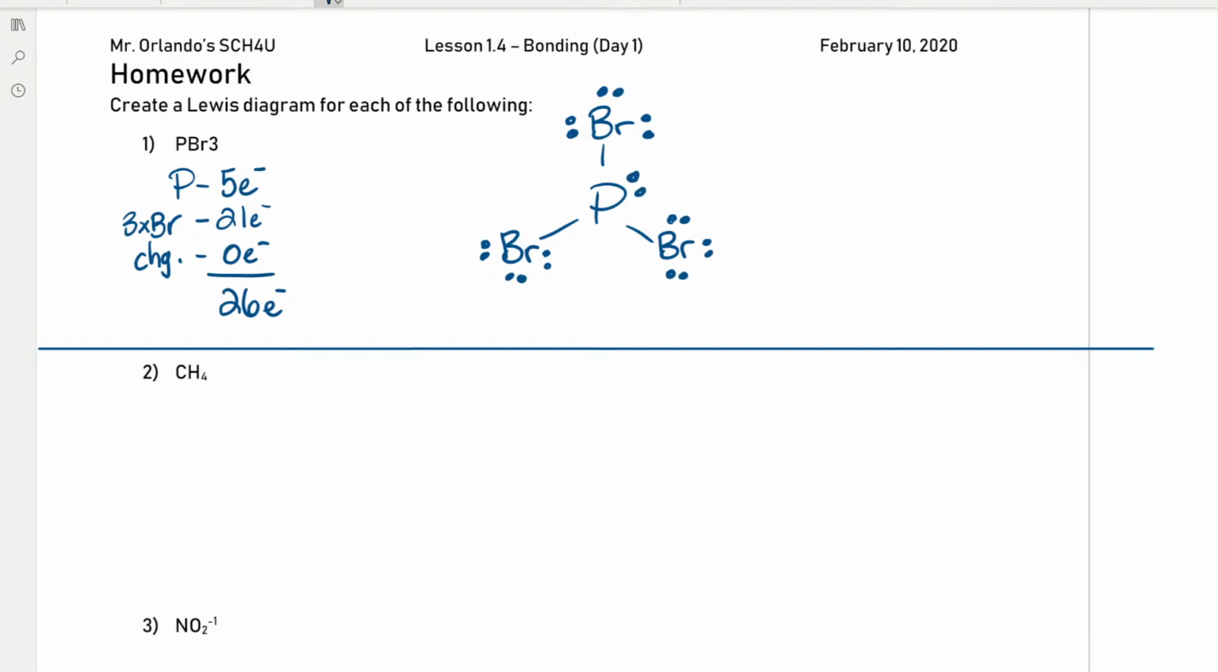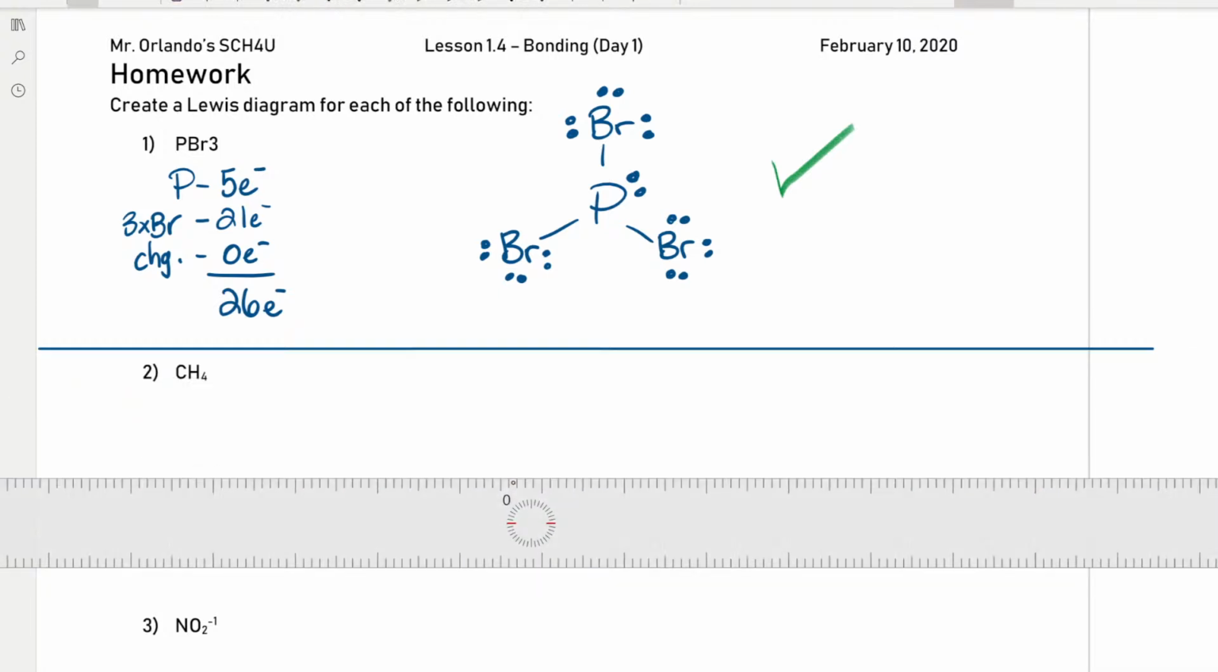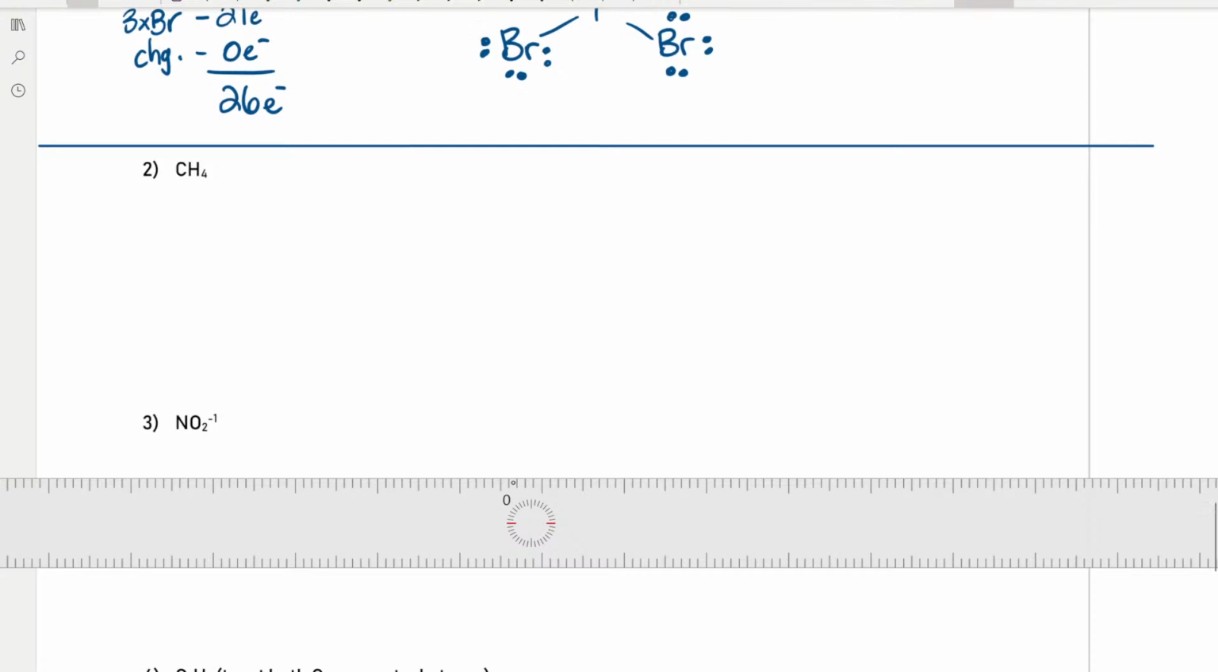And if we look, that is complete, right? Everything has 8 electrons around it, so that's a complete octet, so that's good. Nice, easy one. And again, that's one you could have drawn just by saying phosphorus likes to make 3 bonds, bromine likes to make 1 bond, but that's okay. I want to show that this process works.